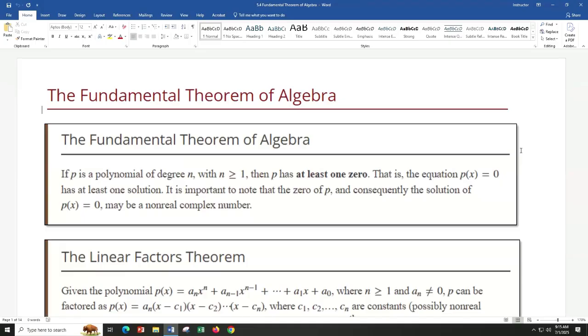It is important to note that the zero of P, and consequently the solution of P of x equals 0, may be a non-zero complex number. Okay, look, all this says right here, n is equal to the number of solutions, and they could be real and complex. That's all it's saying.